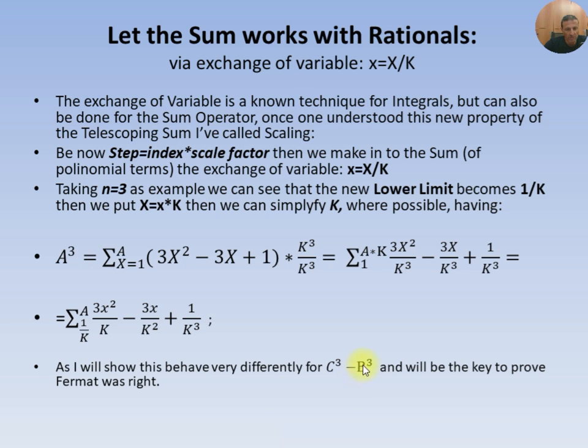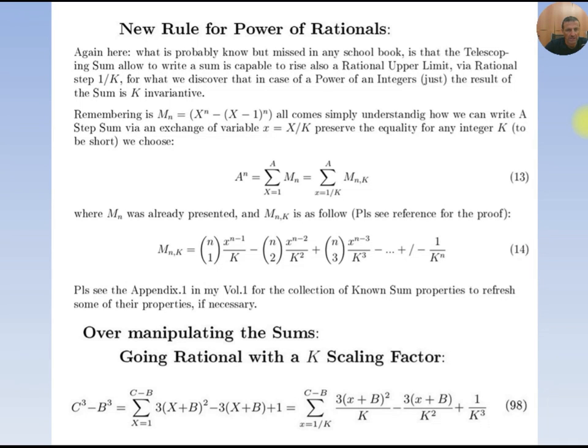But what I will show is that when we make a similar transformation on c cube minus b cube, we can again have it as a function of k, but there is another trick. I will show you that it behaves in another way, so it isn't a genuine cube. So let me summarize this new property for power.